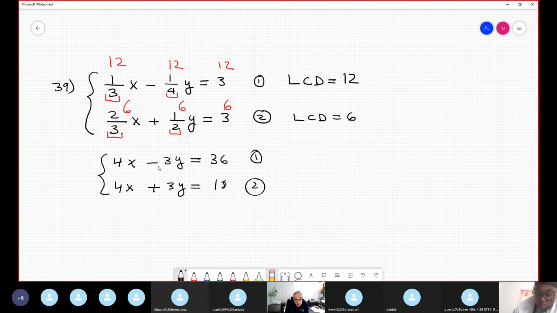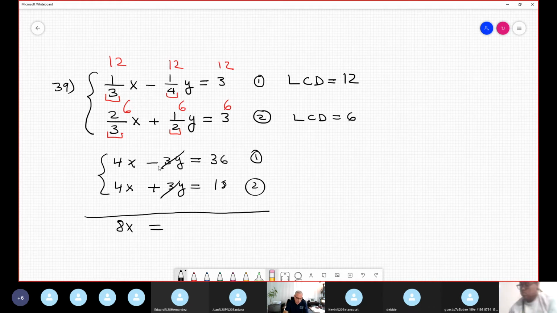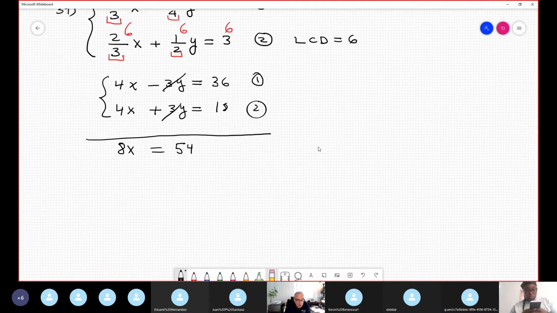3 and negative 3 is ready for elimination directly, right? This is what we are looking for, guys. You add 4 plus 4, that is 8x. The y terms cancel out. And thus now 36 plus 18 is 54. Okay, and finally, divided by 8, divided by 8, divided by 8. X is equal to 54 over 8.